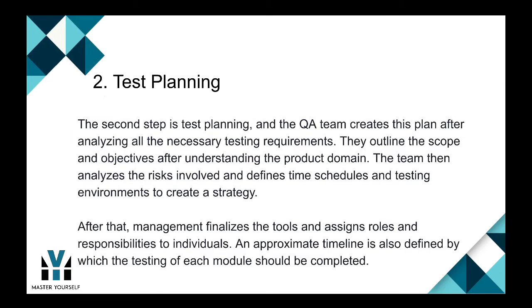Second phase is test planning. The second step is test planning, and the QA team creates this plan after analyzing all the necessary testing requirements. They outline the scope and objectives after understanding the product domain. The team then analyzes the risks involved and defines time schedules and testing environments to create a strategy.